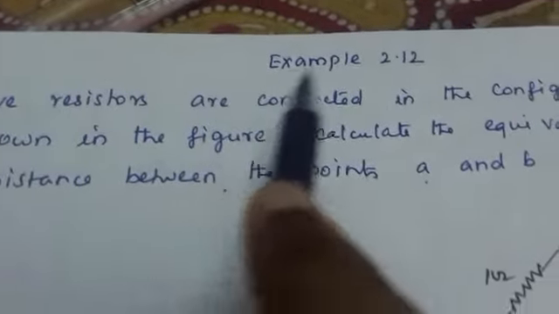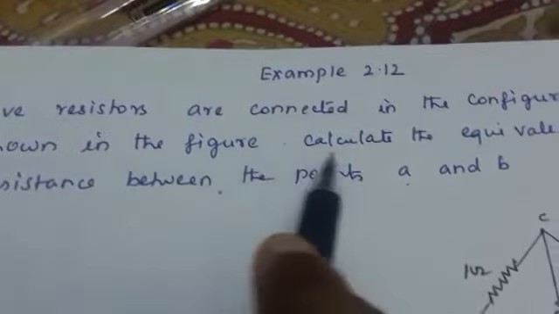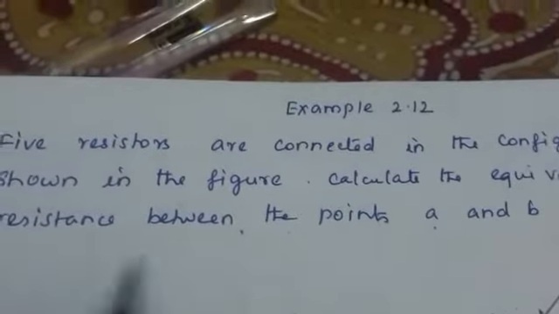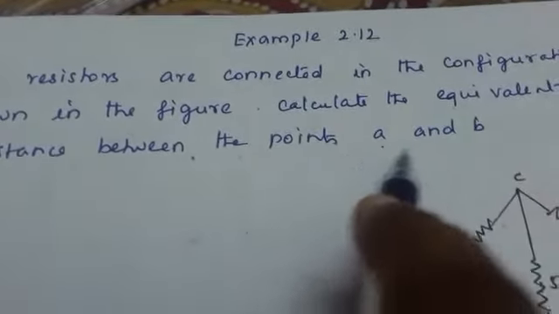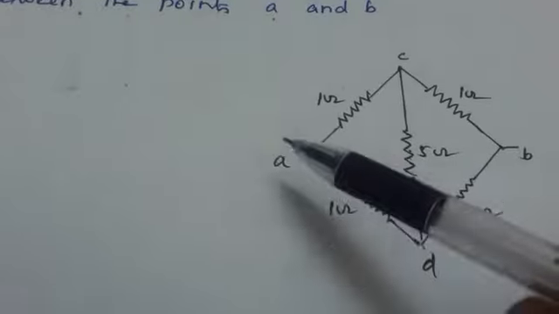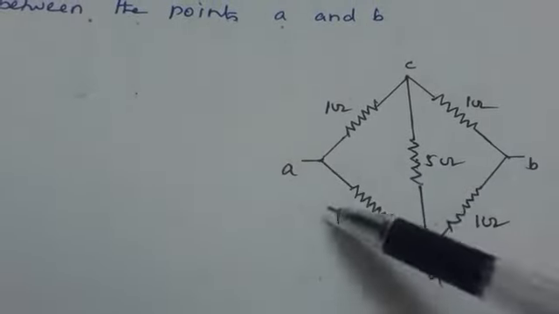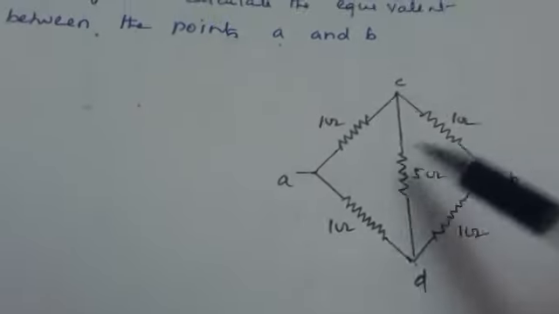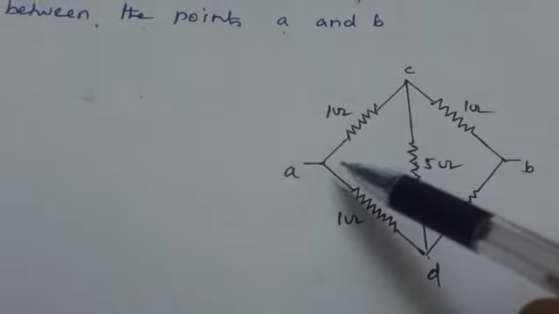Example 2.12. 5 resistors are connected in the configuration as shown in the figure. Calculate the equivalent resistance between the points A and B. Now this is how the resistances are connected. Now we have to find out the equivalent resistance between A and B. For that we are going to assume the current is entering the junction A.